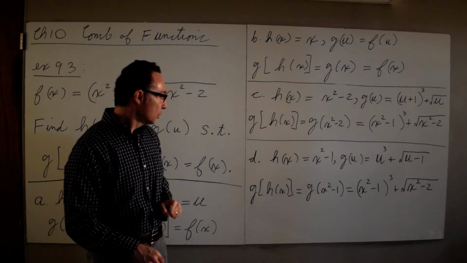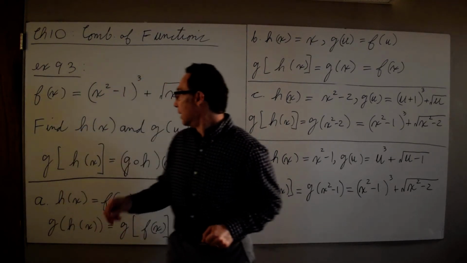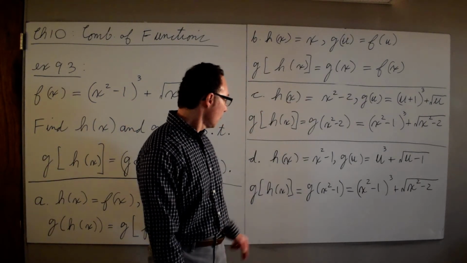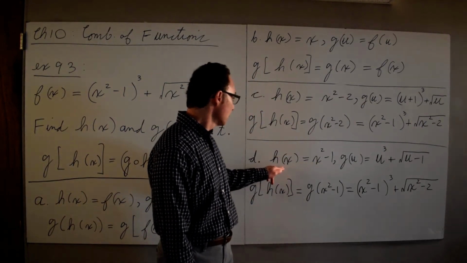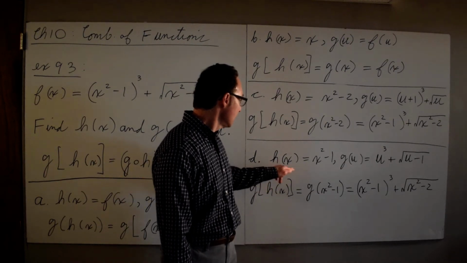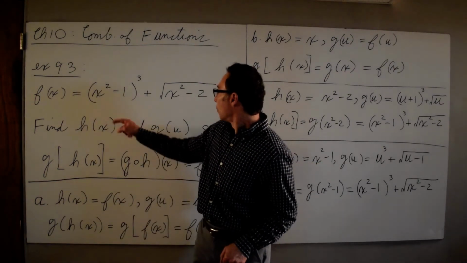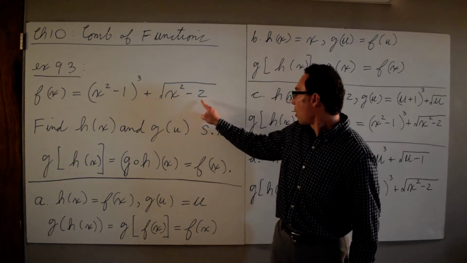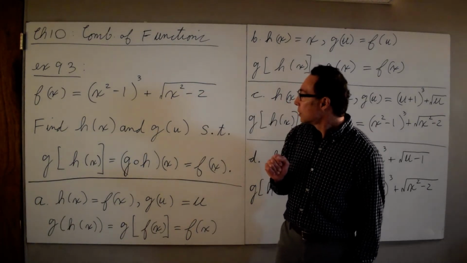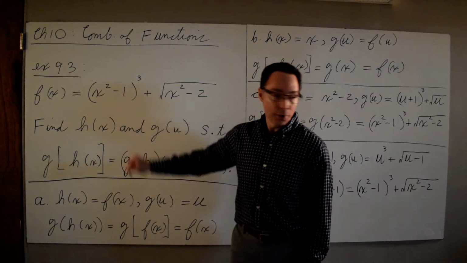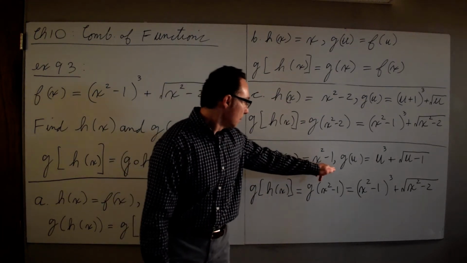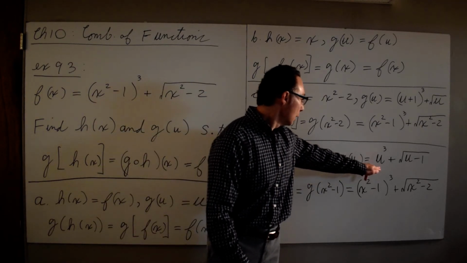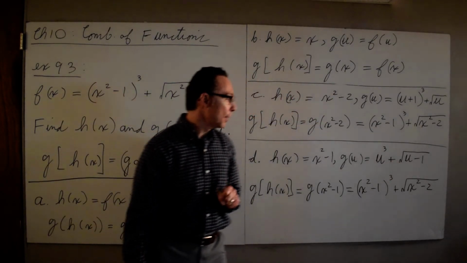For the fourth solution, we notice that we have an x squared minus 1 term as part of our f. So we will let h of x be x squared minus 1. So what does g need to do to x squared minus 1? Well, first of all, it cubes it. Then it subtracts 1 and takes the square root. So if h is x squared minus 1, as we let it be here for solution D, then g is going to be u cubed plus the square root of u minus 1.